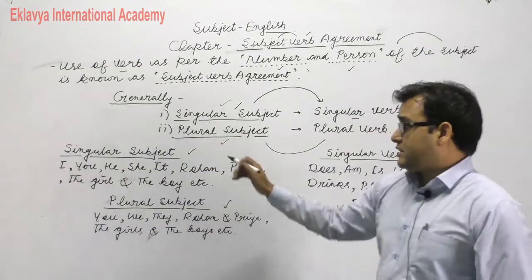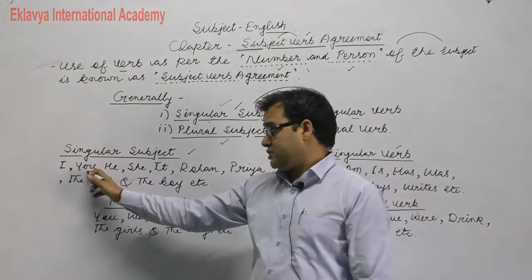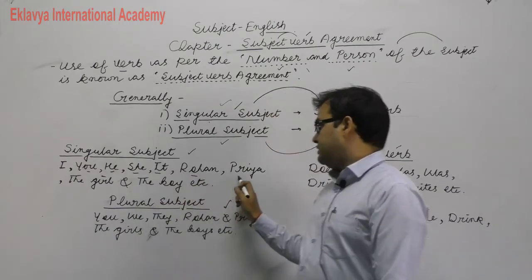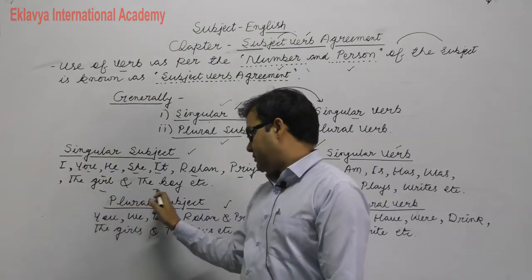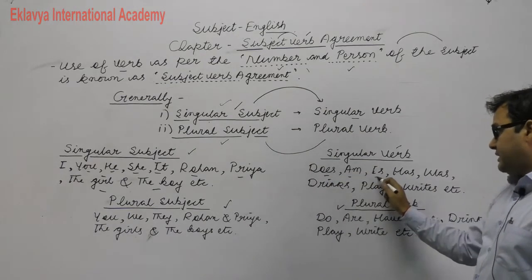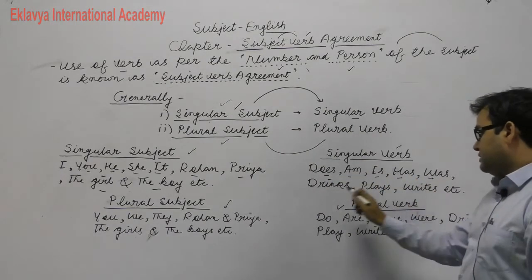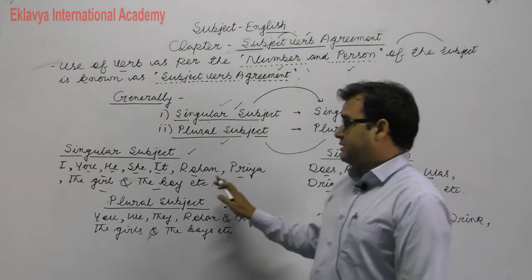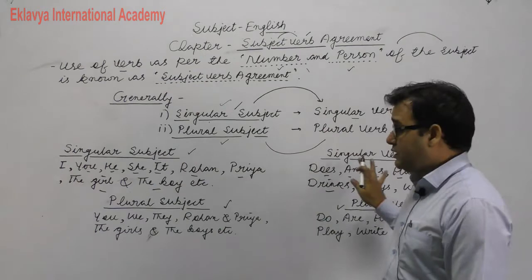Singular subjects are like I, you, he, she, it, Rohan, Priya, the girl, the boy, etc. Singular verbs are does, am, is, has, was, drinks, plays, writes, etc. These are examples of singular subject and singular verb.